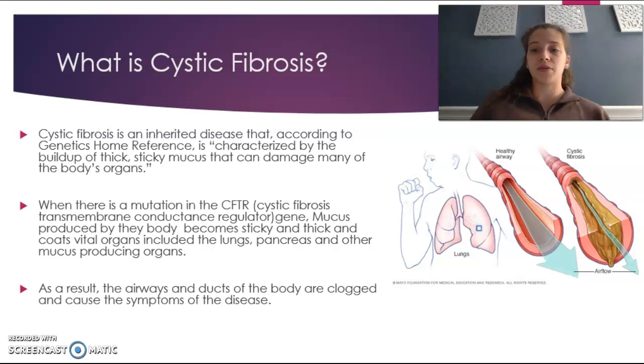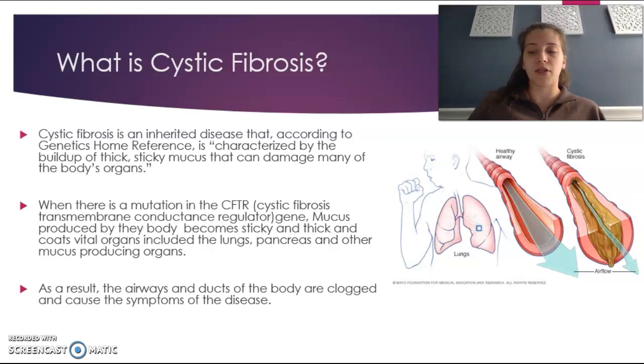So this mucus buildup also affects the pancreas, and the pancreas is an organ in the body that also produces mucus. The pancreas's main function is to produce insulin as well as digestive enzymes, and when it's coated with this thick mucus, its functions are impaired, and this can lead to digestion problems, as well as cystic fibrosis-related diabetes because of the insulin production impairment.